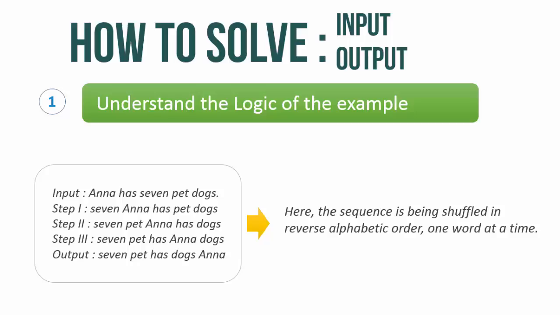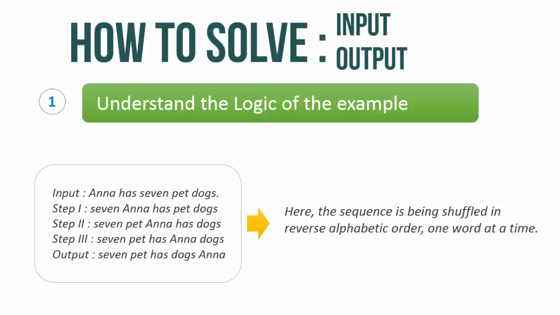Now you're left with just 2 words because 7, pet and has have already been put in the front. That's Anna and dogs. And dogs comes later alphabetically. So dogs shall come before Anna. So you have 7 pet has dogs Anna. Now this sentence has already been sorted in reverse alphabetic order and cannot proceed any further. Hence the last step is your output.